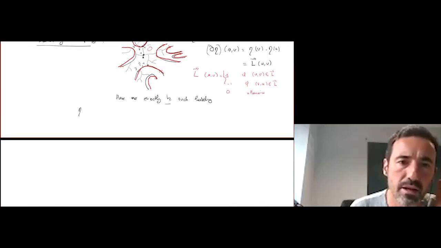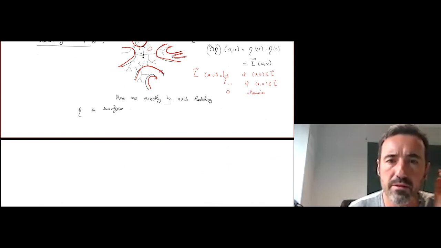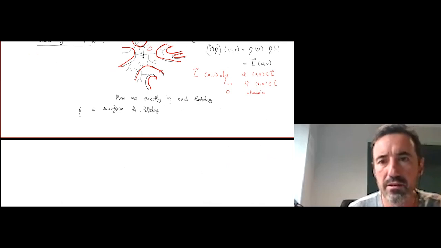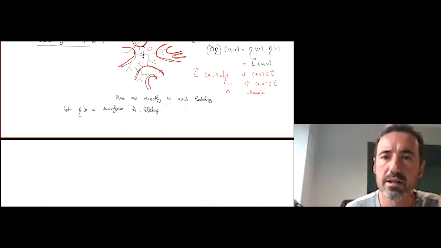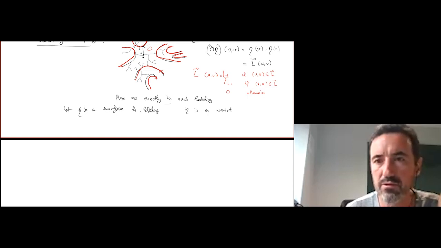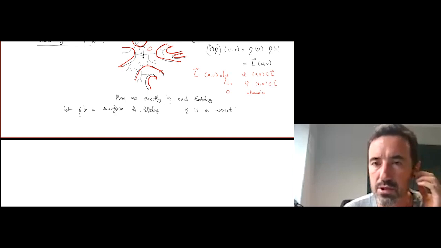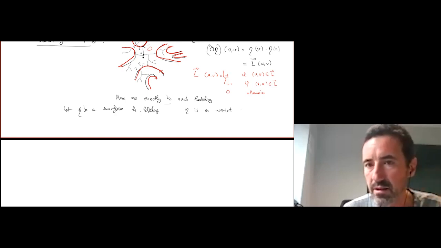Let eta be a uniform k-labeling, and eta is an invariant labeling. So you have to check that by doing this, you never use, in some sense, the position of the root, and you have built an invariant labeling.